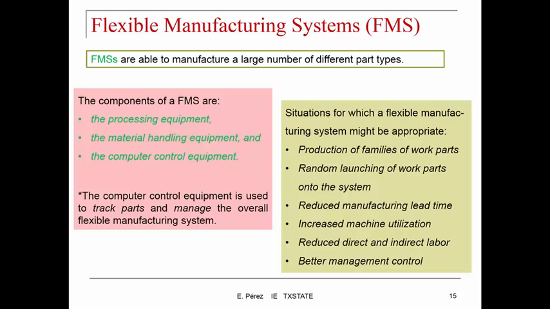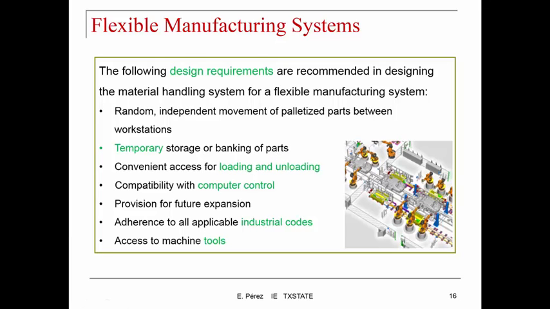Some of the situations in which a flexible manufacturing system might be appropriate are the production of families of work parts, so parts that are similar but not the same, and random launching of work parts onto the system. It can also reduce manufacturing lead time, increase machine utilization, reduce direct and indirect labor, and give better management control. There are some design requirements that are recommended in designing the material handling system for a flexible manufacturing system.